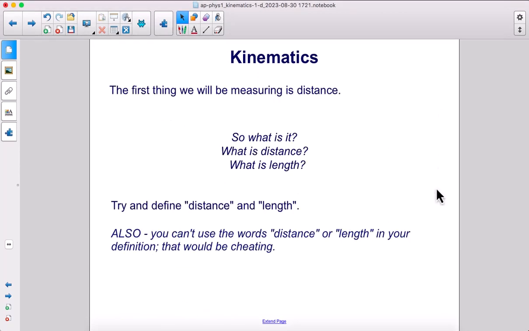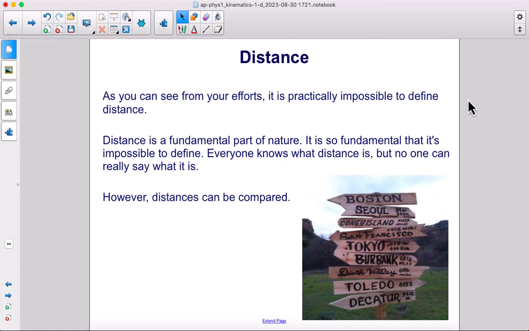The first thing we will be measuring is distance. So what is it? What is distance? What is length? Try and define distance and length without using the words distance or length. As you can see from your efforts, it's practically impossible to define distance. Distance is a fundamental part of nature. It's so fundamental that it's impossible to define. Everyone knows what distance is, but no one can really say what it is.